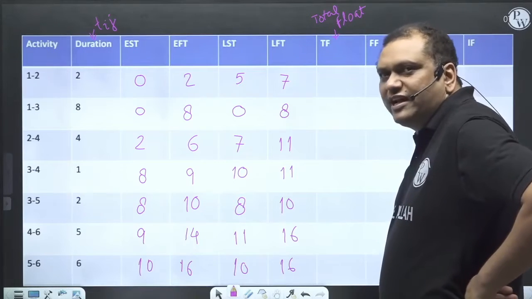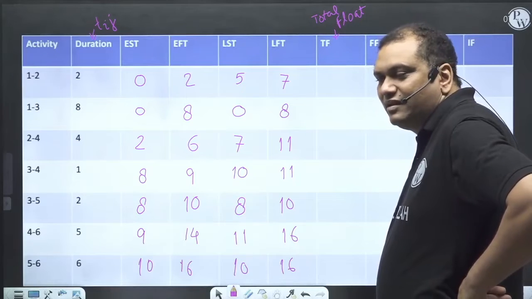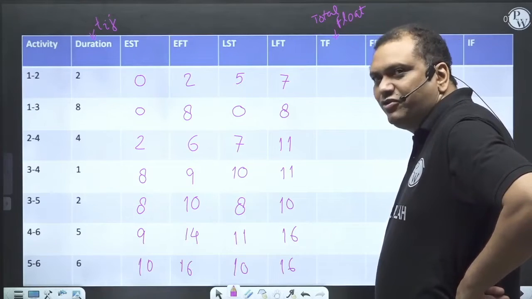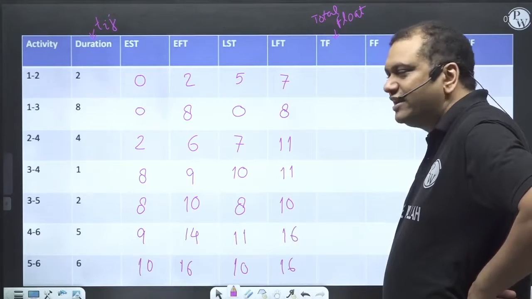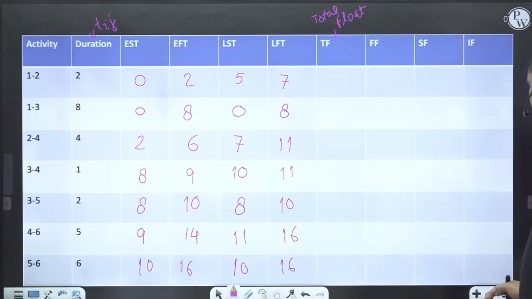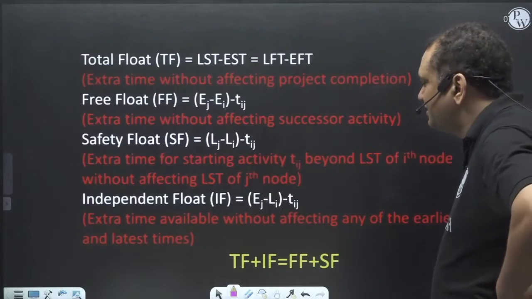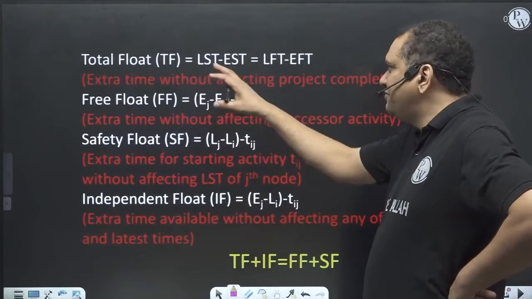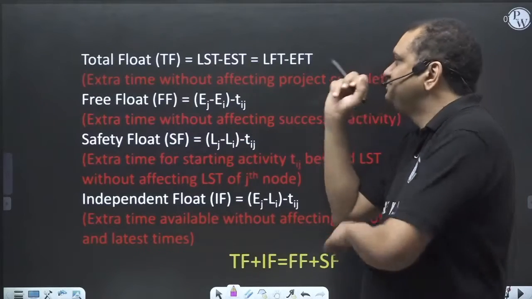First of all, we will calculate total float. Then I will explain to you one by one. I will explain about each and every float after calculating it. Okay. Total float is this one. Of course, these things will be given to you, so you don't have to worry. All the slides will be given to you.